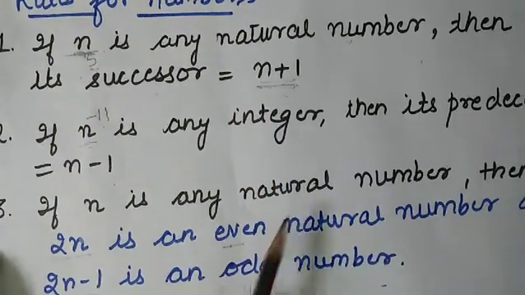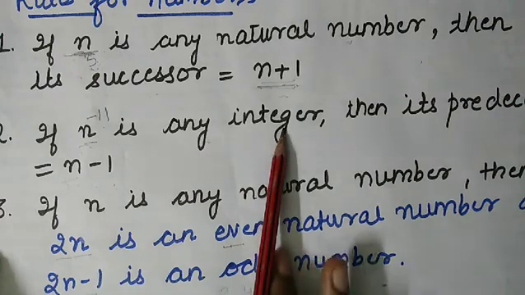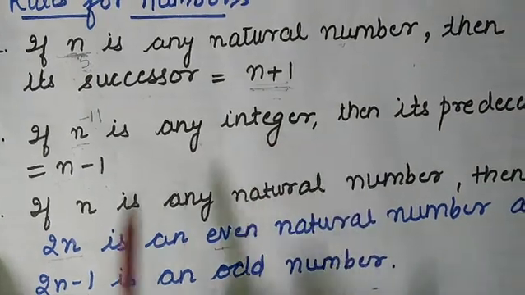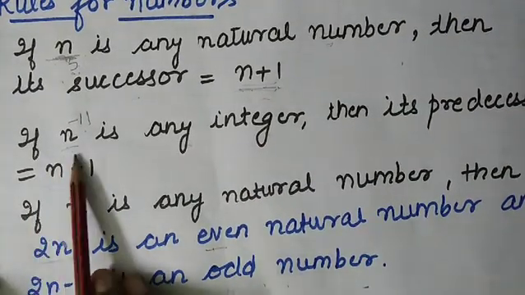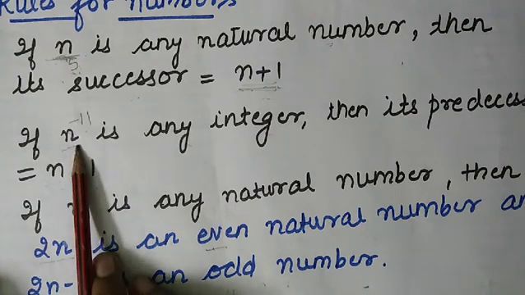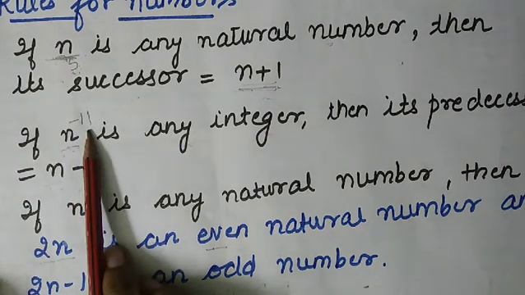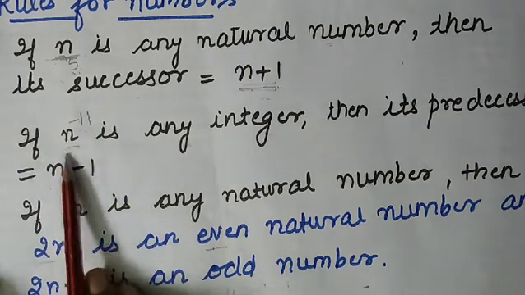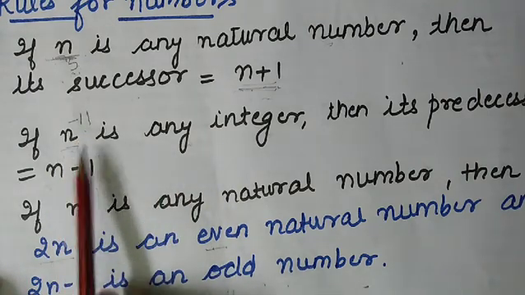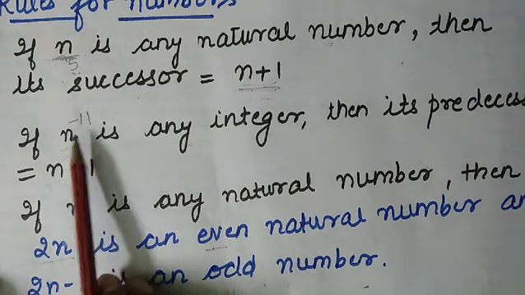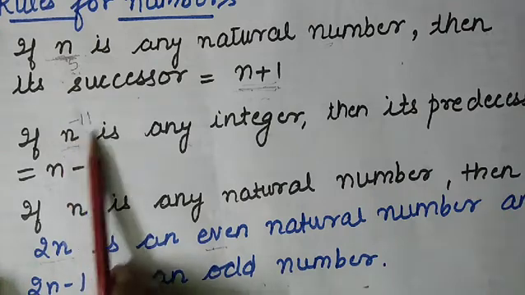Same for predecessor. If n is any integer, then its predecessor will be n minus 1. Let us understand this with an example. If I am taking a particular value of n, that is minus 11, then its predecessor will be 1 less than this number.